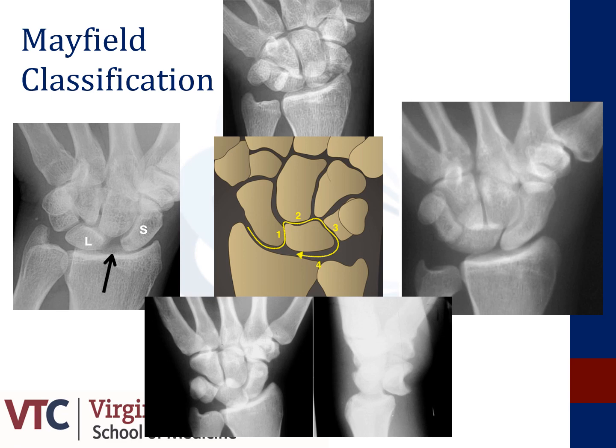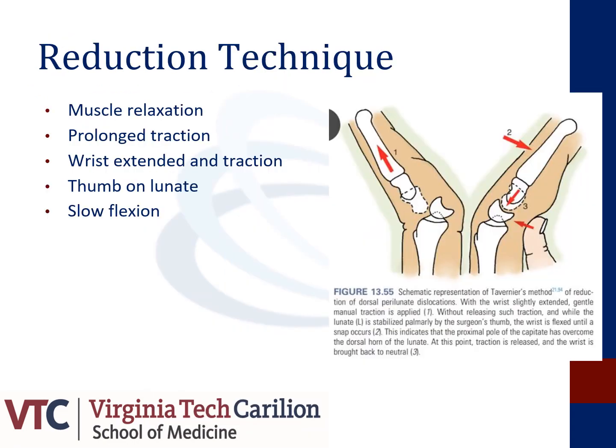Most commonly, it dislocates volarly. When it dislocates volarly, approximately 25% of patients will have associated median nerve symptoms secondary to the lunate's position within the carpal tunnel. How do we reduce these?